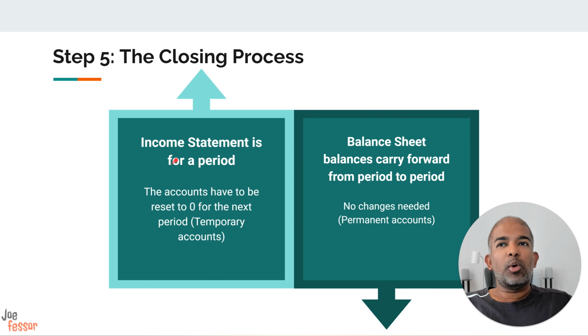When we move on to creating the income statement for the month of February, we want the revenues and expenses accounts to be reset to zero, because what we sold in January should not be reflected in the income statement for February, right? So at the end of January, we have to reset all the income statement accounts, or we can call them temporary accounts. We have to reset them to zero so that they can be ready for the next month.